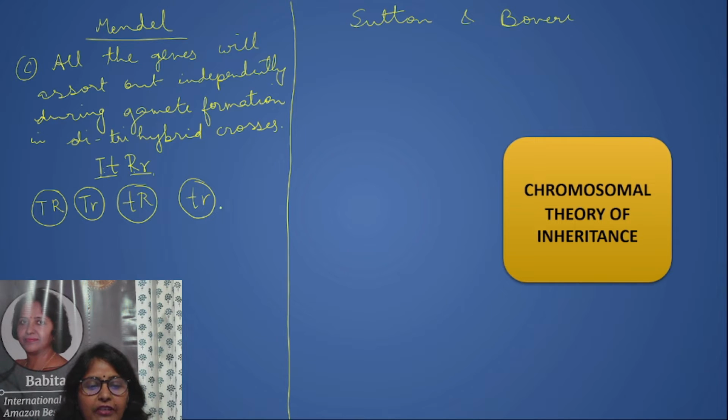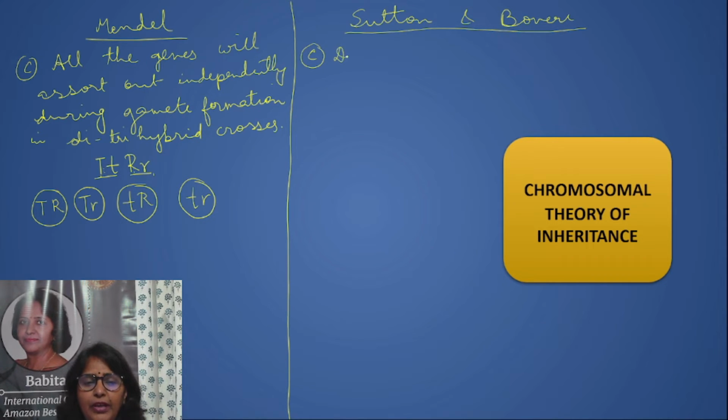So we have 4 different types of gametes because all the alleles of a gene separate out and then they can form combinations with each other. So we have different types of combinations because they assort out independently. Now how did Sutton and Boveri explain the same concept related to chromosomes? During gamete formation, if we are considering 2 or more chromosomes, all the chromosomes will assort out independently.